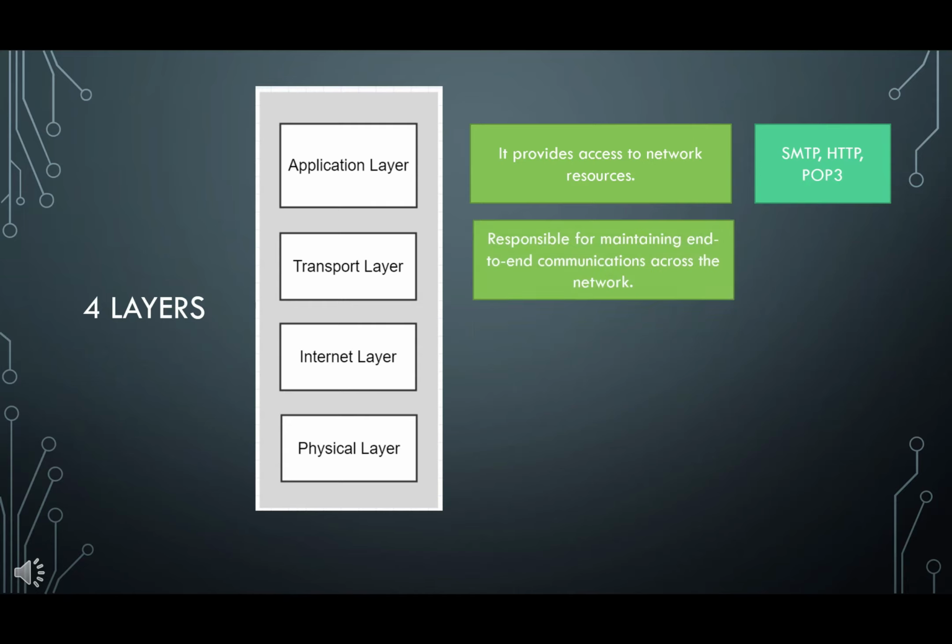It is responsible for maintaining end-to-end communication across the network. This is the place where it makes sure that my information has really reached my target or not. There are two types of protocols we can see here, TCP and UDP.